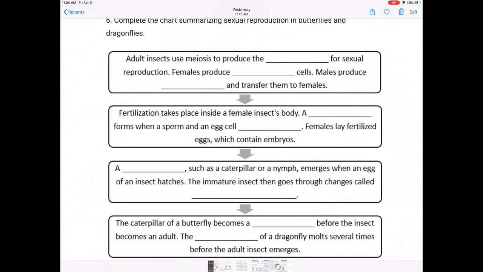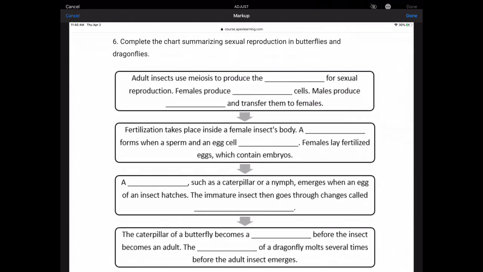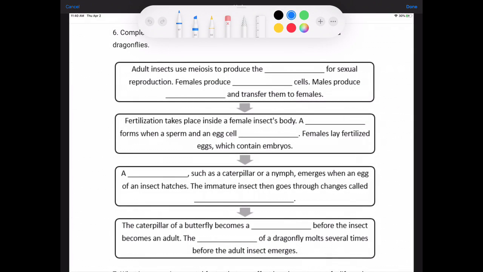For the next page, you had to fill in some blanks over here. So, adult insects use meiosis to produce gametes, or sex cells, for sexual reproduction. Females produce egg cells, and males produce sperm cells. Fertilization takes place inside a female insect's body. A zygote forms when a sperm and an egg cell fuse. So this is fertilization.